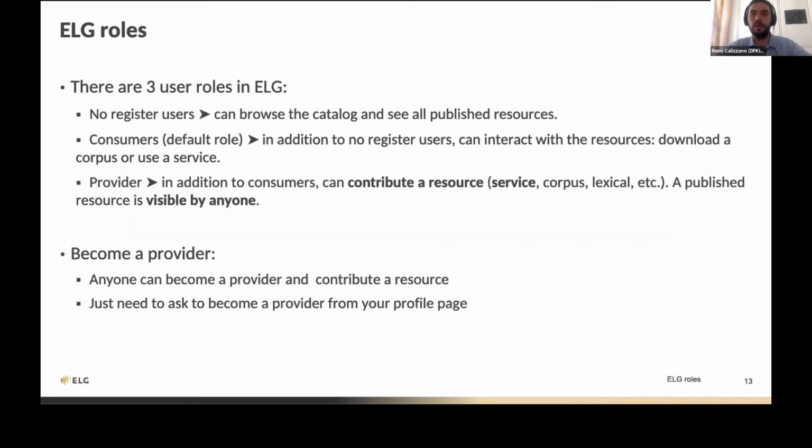So now that we have our Docker image, which is ERG compatible, let's see how we can deploy it into ERG and how we can create a new item in the ERG catalog. But before that, I just wanted to make a brief recall of the ERG roles that we have. We have 3 user roles in ERG. First, users that are not registered. They can browse the catalog and see all published resources, but they cannot interact with those resources because this is only for consumers.